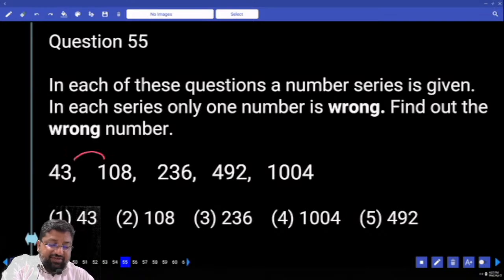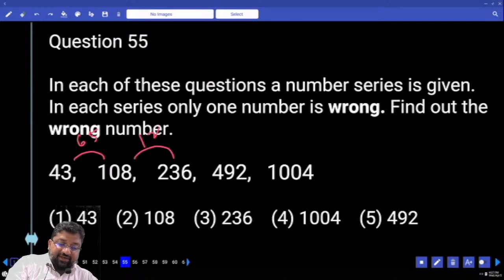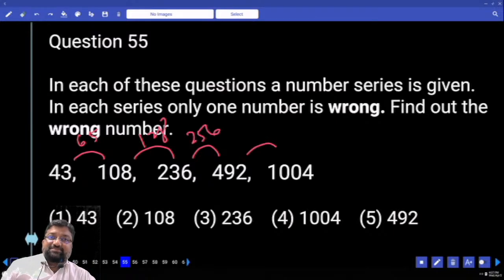How much is 43 and 108? 65. 108, 236, 128. Next. 256. How much is this?